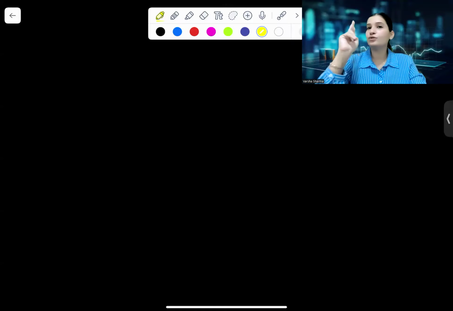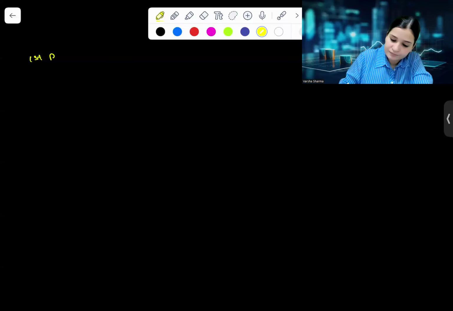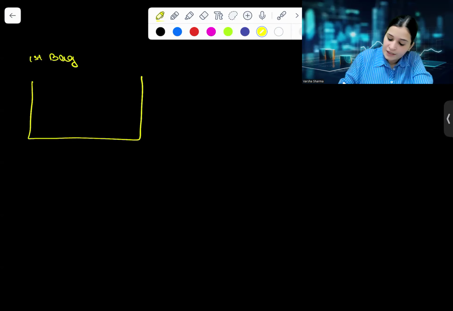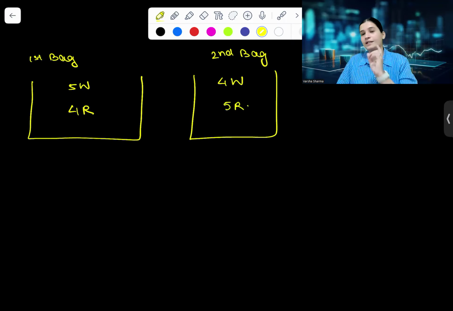Let's try again. There are two bags. First bag. This has 5 white and 4 red ball. Second bag. This has 4 white and 5 red. Now here's the question. What is the probability that a ball is red in color if it was picked up from the first bag?